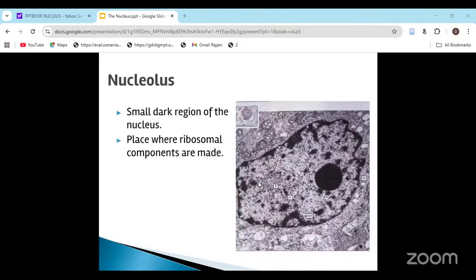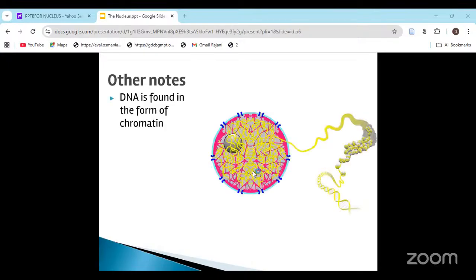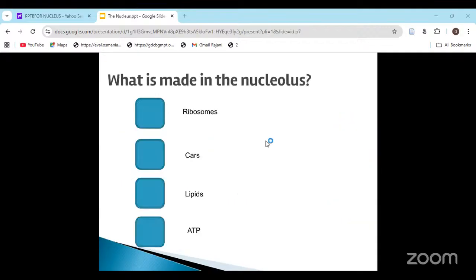Another important structure is the nucleolus. This is the small, dark region of the nucleus, the place where ribosomal components are made. In the other parts of the nucleus, DNA is found in the form of chromatin, thin and uncoiled chromosomes. Thin and uncoiled chromosomes form only when the cell is about to divide.